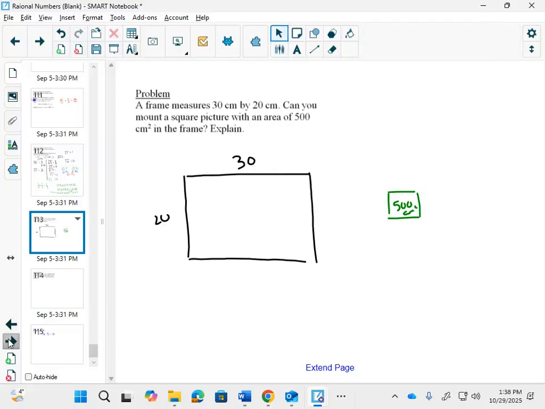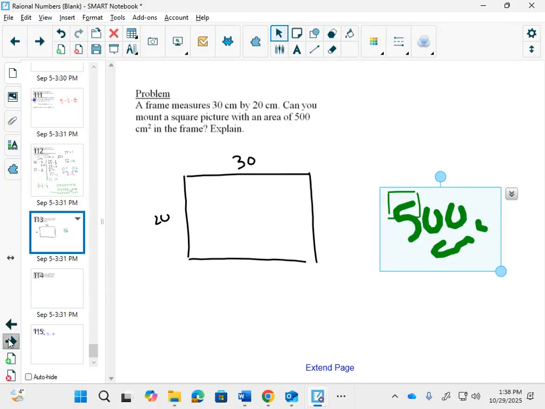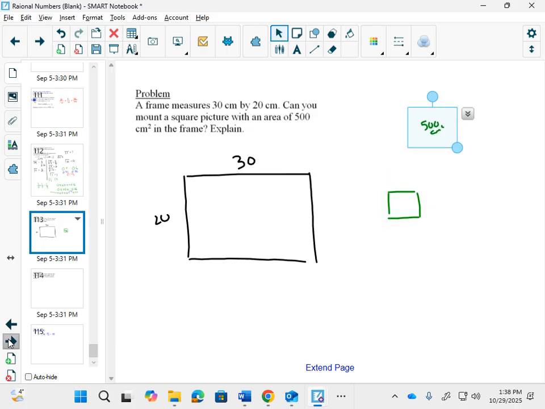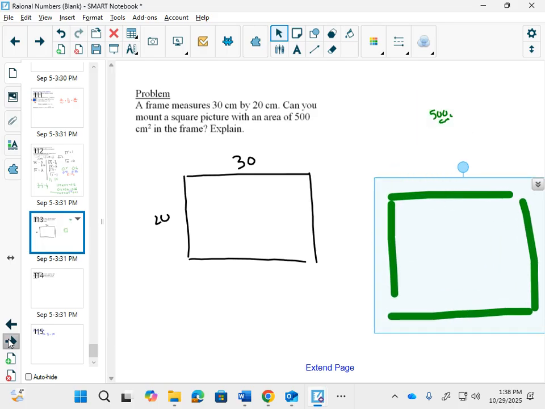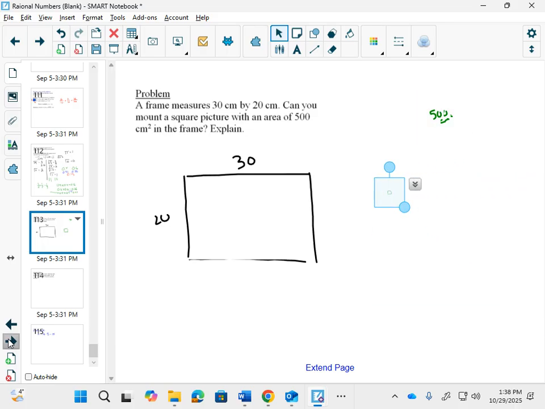Luckily, is it this big? Is it tiny? How big is it? Way bigger. If it's 500 inside, how long are the sides? How big are the sides? Well, we could figure that out.